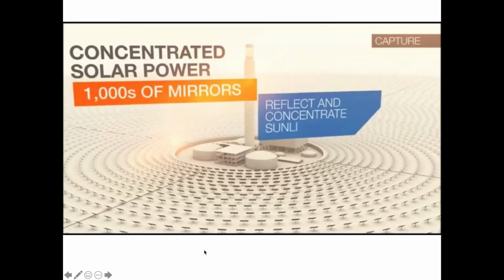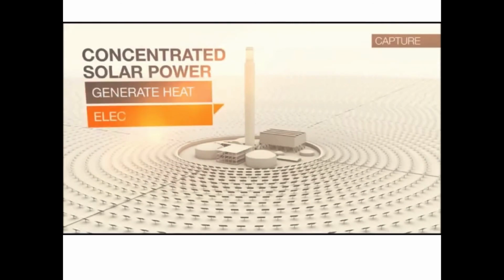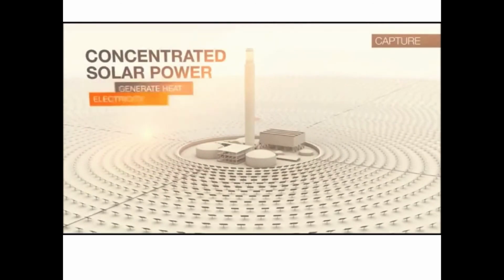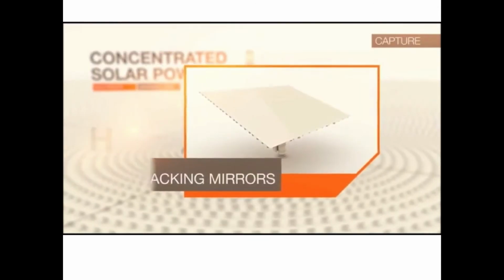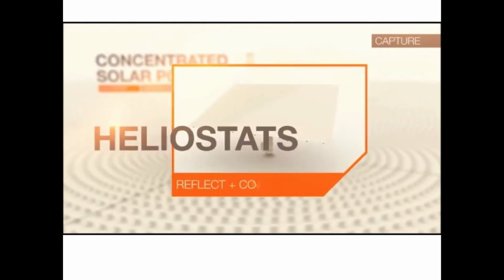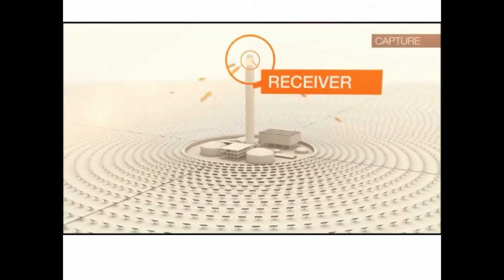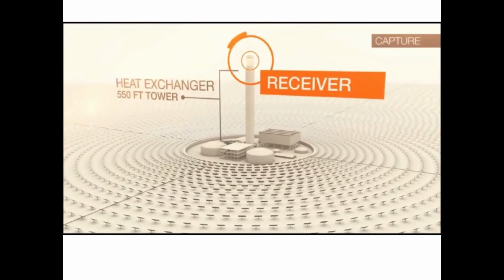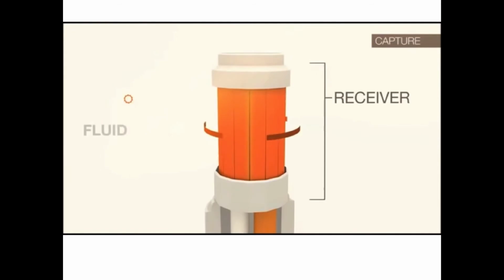Concentrated solar power uses thousands of mirrors to reflect and concentrate sunlight onto a central point to generate heat, which in turn is used to generate electricity. More than 10,000 tracking mirrors called heliostats reside in a 4 square mile field where they reflect and concentrate sunlight onto a large heat exchanger called a receiver that sits on top of a 550-foot tower. Within the receiver, fluid flows through the piping that forms the external walls. This fluid absorbs the heat from the concentrated sunlight.